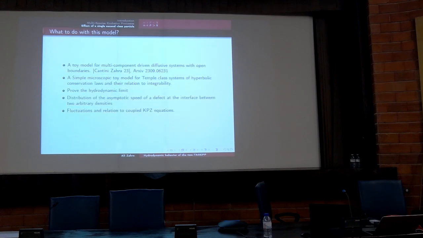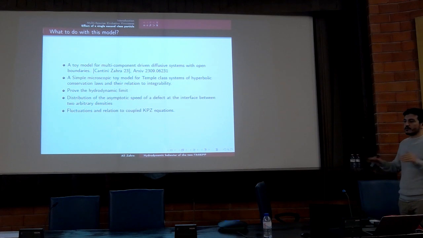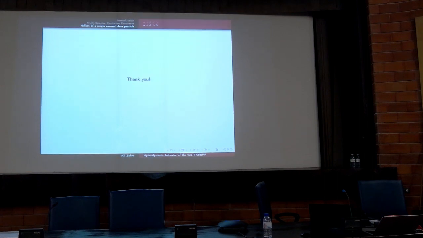So what can you do with this model? You can use it as a toy model to study multi-component driven diffusive systems. This is work we already did with my supervisor, and we characterized the steady state behavior, the steady state density and the boundaries. You can use it as well as a toy model to understand these temper class systems and the relationship with hyperbolic conservation laws. Of course, somebody needs to prove the hydrodynamic limits. There are still some other questions about the distribution of the defect. But the most general would be to take a uniform profile, do some small perturbation, and understand how this coupled KPZ equation behaves exactly. Thank you.